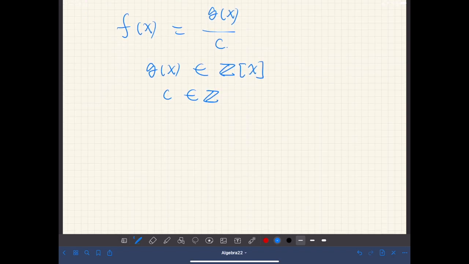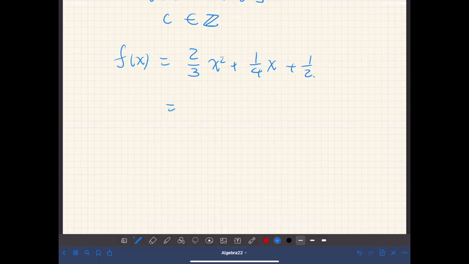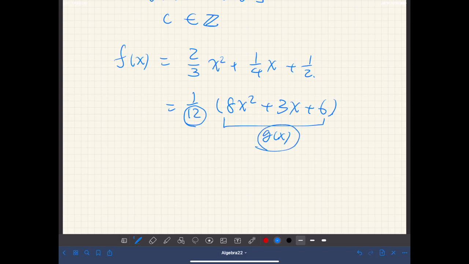For example, if we have a polynomial over rational numbers like 1 over 4 x squared plus 1 over 4 x plus 1 over 2, this can be written as 1 over 12 times 8x squared plus 3x plus 6. If we set this part as g of x, then 12 is an integer and g of x is a polynomial over integers, so all the coefficients are integers.